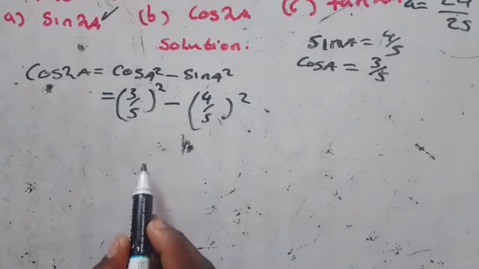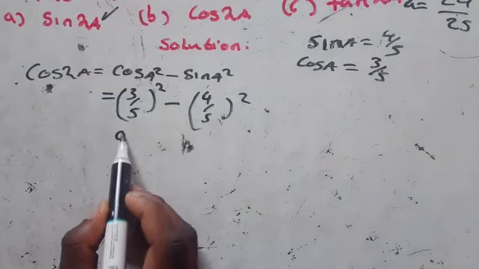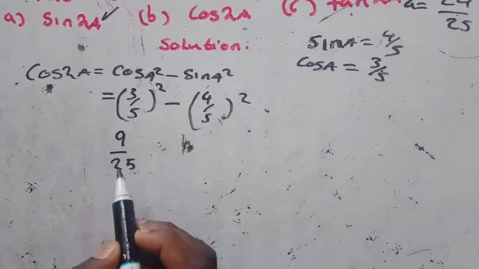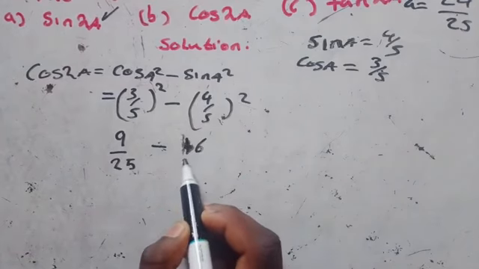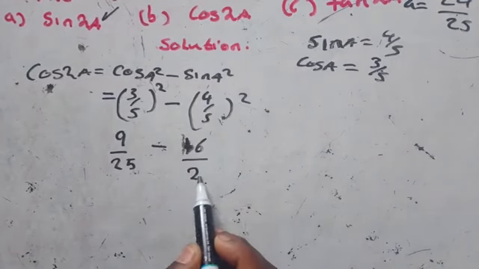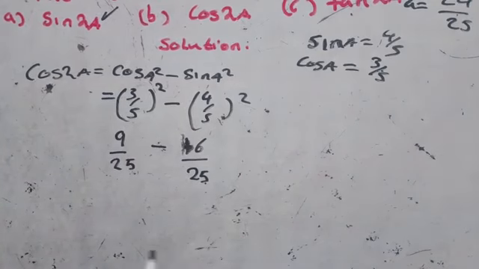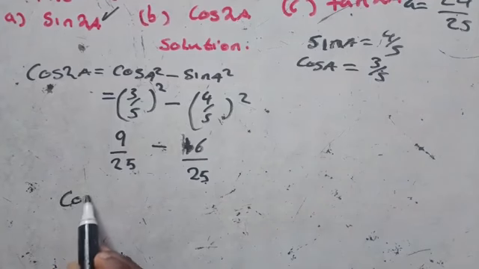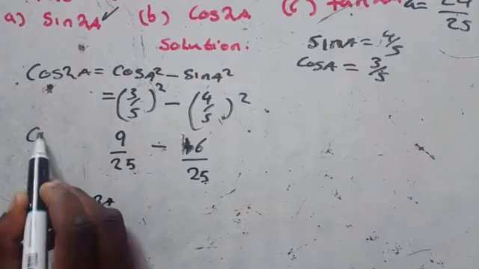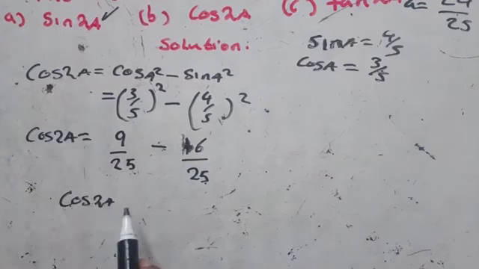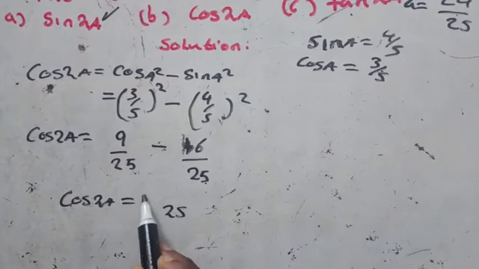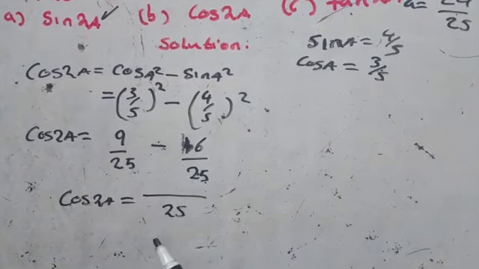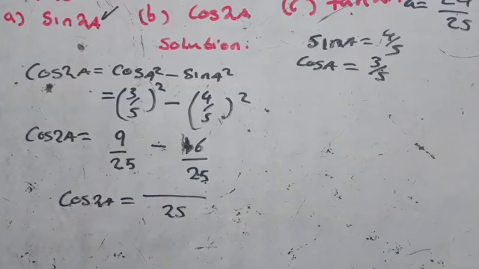So 3 squared will give you 9, so we are going to have 9 over 25. Then 9 over 25 minus 4 squared, which gives 16 over 5 squared, which is 25. So we're going to have cos 2a is equal to, here the common denominator is 25, so we have 25 down here, because this and this are just the same, so the common denominator will just maintain itself.